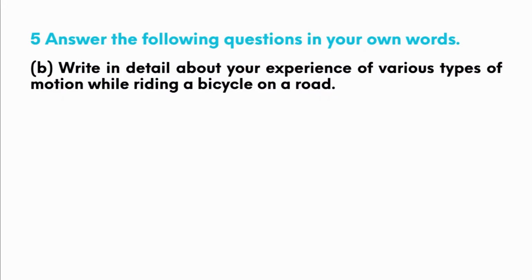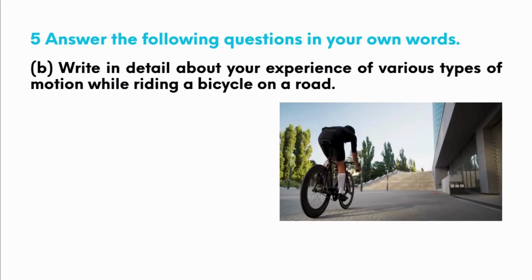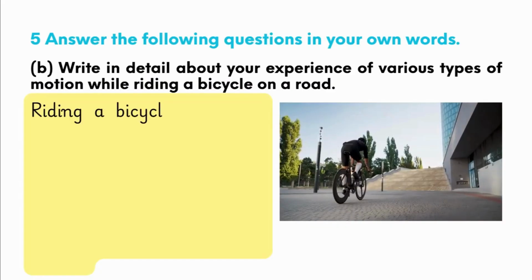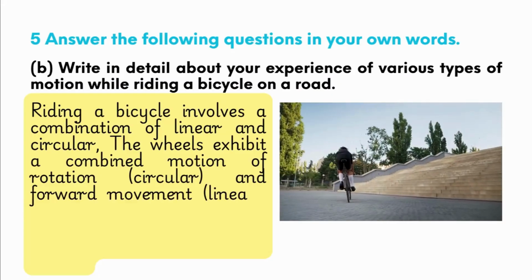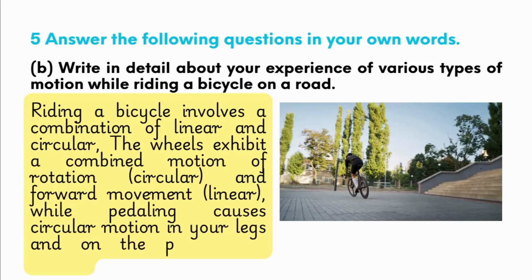Next question. Write in detail about your experience of various types of motion while riding a bicycle on a road. Riding a bicycle involves a combination of linear and circular motion. The wheels exhibit a combined motion of rotation and forward movement. It means the wheels are rotating in a circular path and they are also moving in a linear motion. Pedalling causes circular motion in your legs also. And on the pedal and wheels there is circular motion.